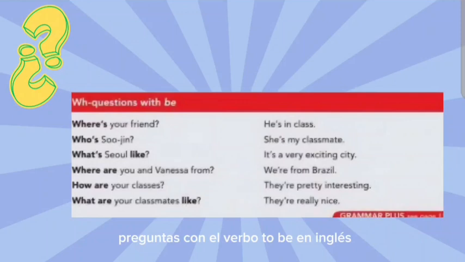WH questions with the verb to be in English are used to obtain specific information. The basic structure is WH word plus verb to be (is/are) plus subject plus rest of the sentence.